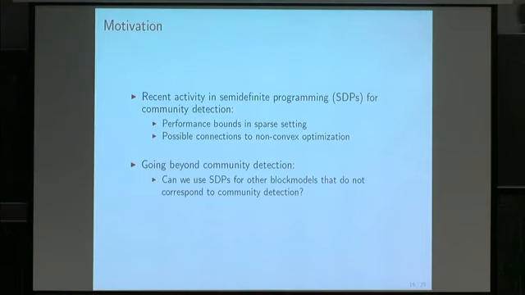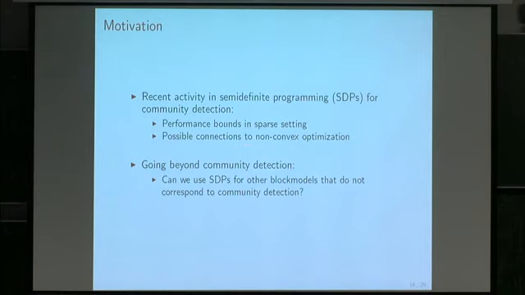And I think some of the motivation is because they've been able to come up with proofs showing performance bounds even in the sparse setting, that even if it's constant degree, but not actually all the way up to the theoretical threshold, they're able to show that semi-definite programs still do okay, or they don't fail catastrophically. And also, more recently, there have been some possible connections to non-convex optimization.